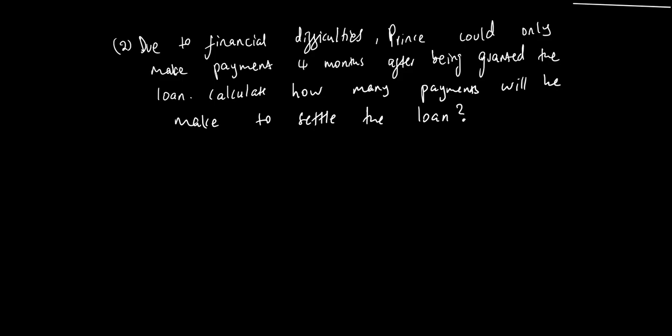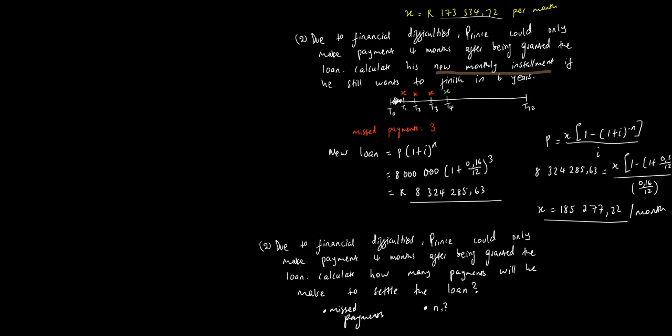It's no longer going to be 6 years. So guys, understand that there are two parts to the question. The first part is that there are missed payments, and then the second part is that now we must calculate how long it will take to cover the new loan. So for the first part, the answer is still going to be this one.